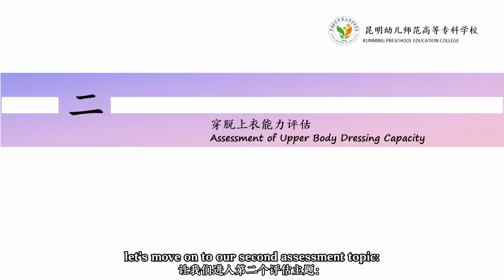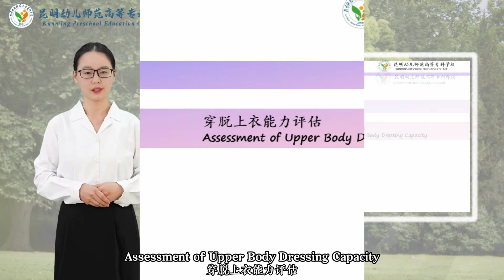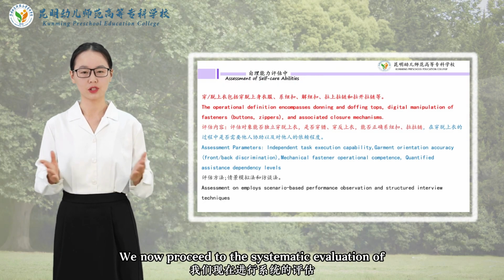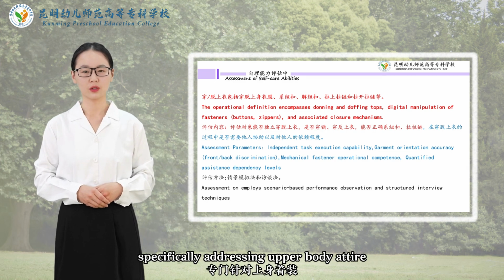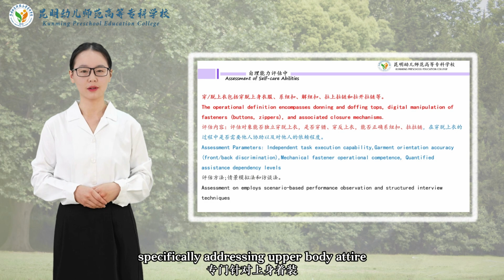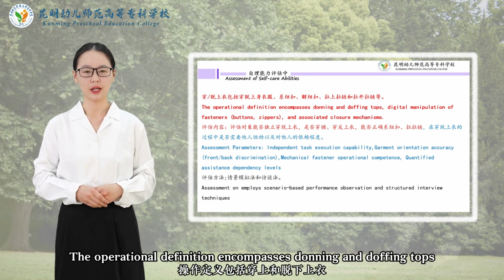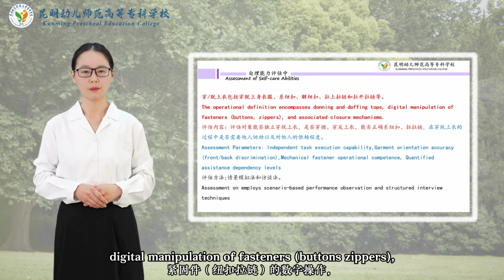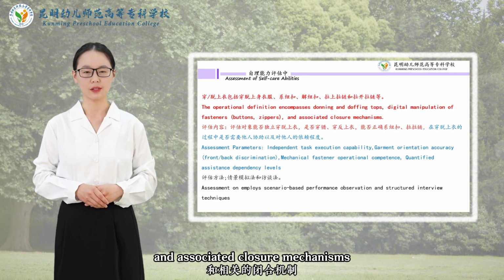Now let's move on to our second assessment, topic: assessment of upper body dressing capacity. We now proceed to the systematic evaluation of garment management proficiency, specifically addressing upper body attire. The operational definition encompasses donning and doffing tops, digital manipulation of fasteners, buttons, zippers, and associated closure mechanisms.